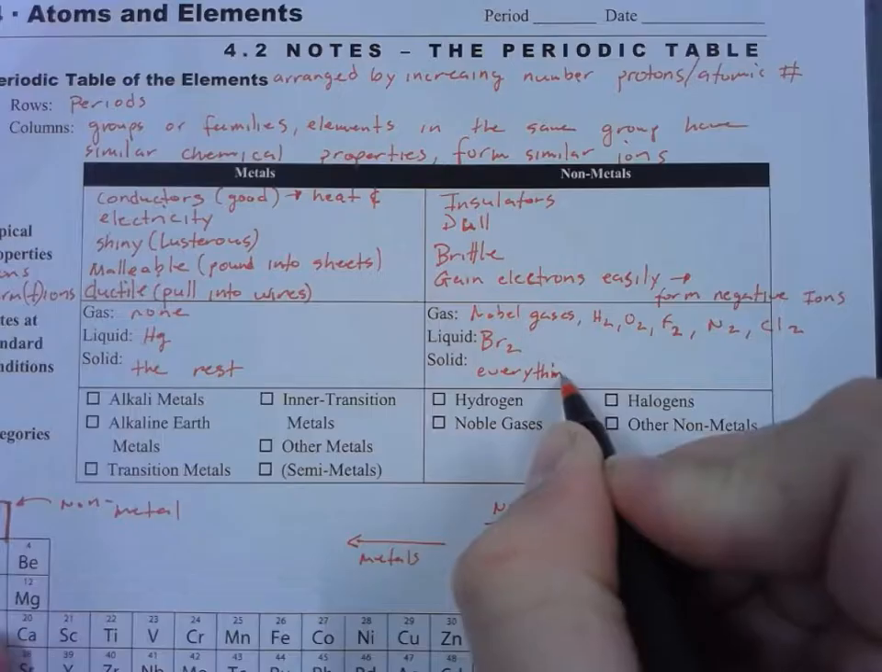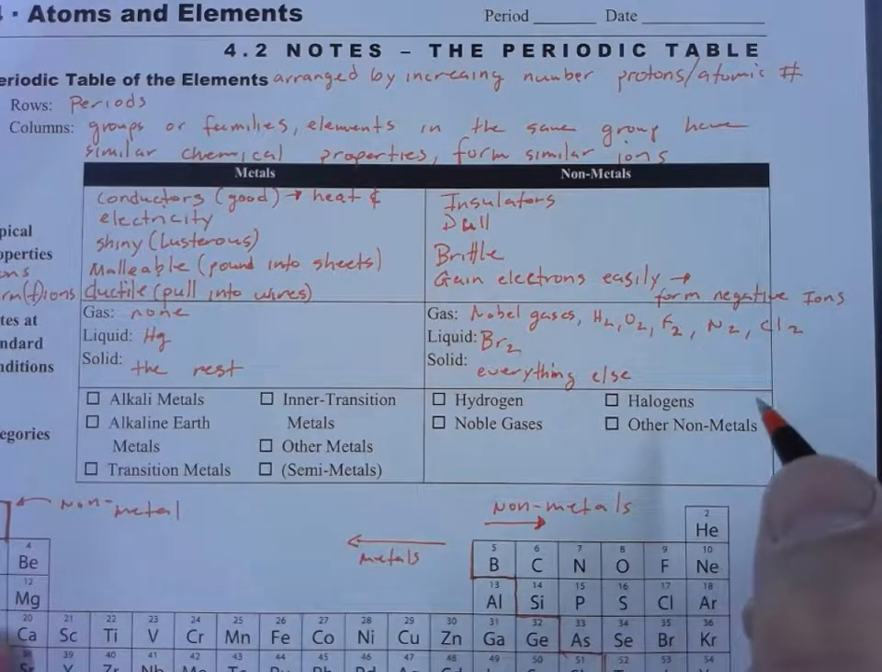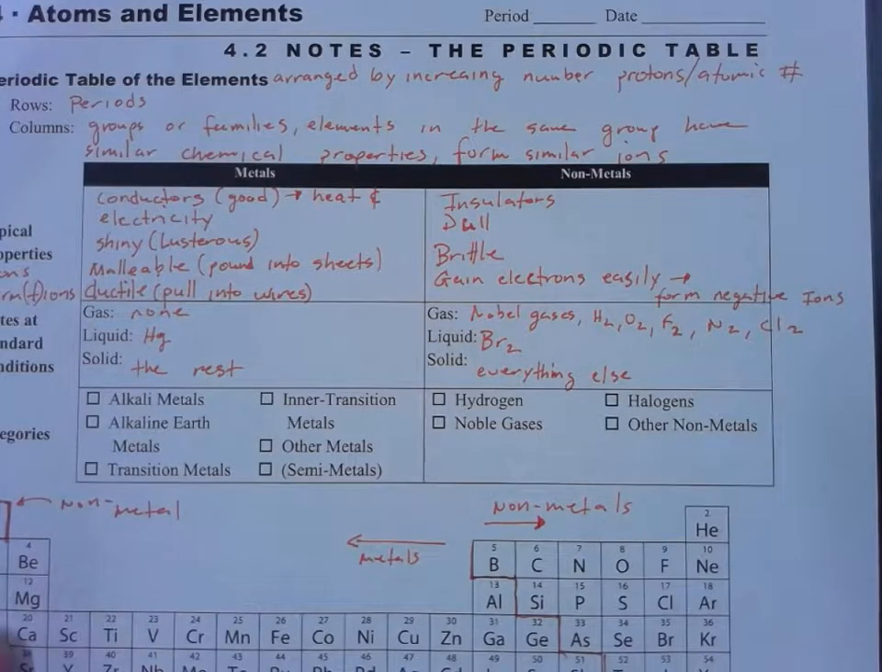Everything else. That includes carbon, sulfur, phosphorus, selenium, and iodine. I'm not going to write all those, but that's the rest of them. Okay?